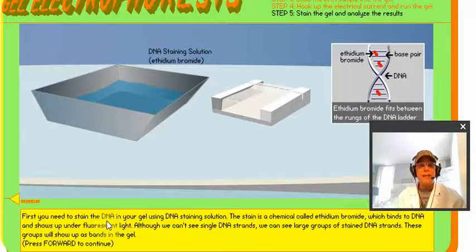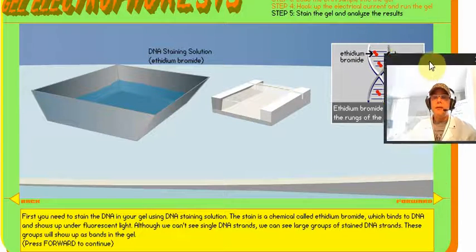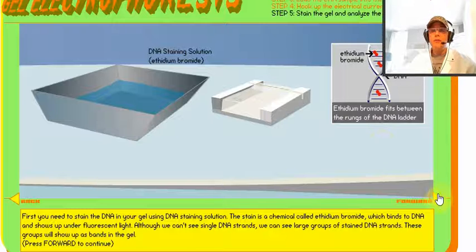First, you need to stain the DNA in your gel using DNA staining solution. The stain is a chemical called ethidium bromide, which binds the DNA and shows up under fluorescent light. Although we can't see single DNA strands, we can see large groups of stained DNA strands. These groups will show up as bands in the gel. And you can see here a picture of the DNA, and it shows you where the ethidium bromide is actually going to bind. Let me now go back over there.